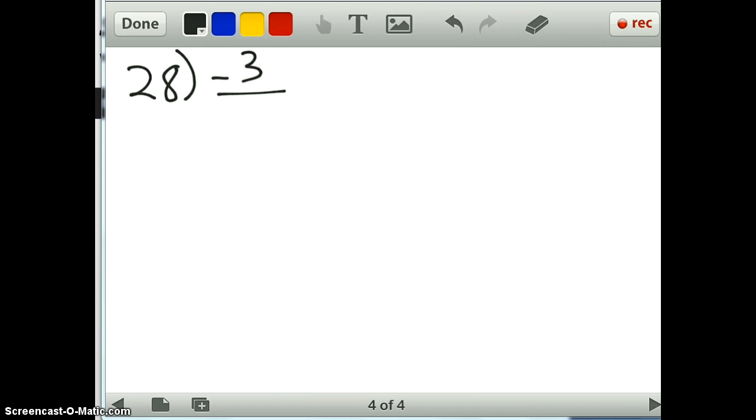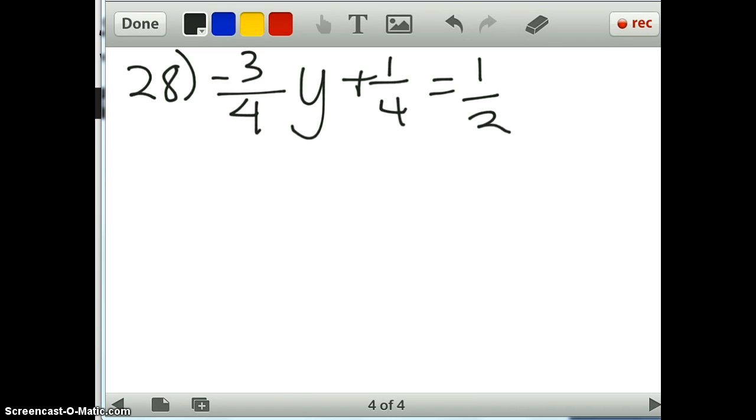Negative 3/4 y plus 1/4 equals 1/2. Oh, nice. I don't have to do any making an improper, anything like that. So I'm going to look at the fractions. I've got 3/4, 1/4, 1/2. And you say, it's negative 3/4. Yes, but the point is I'm looking at the 4, the 4, the 2. What can undo those? Got it. I'm going to times everything by 4.